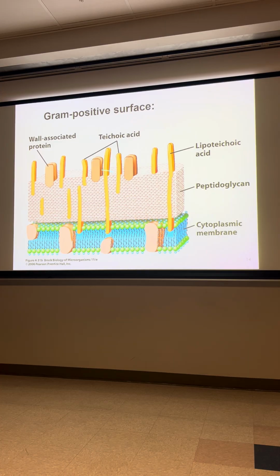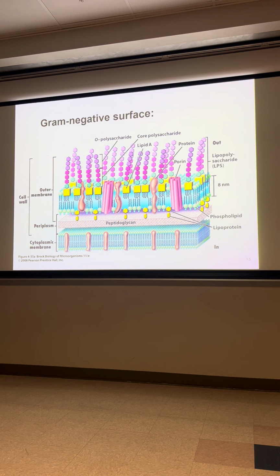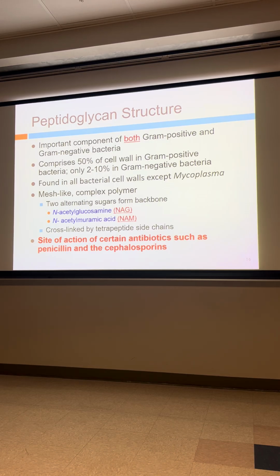A little cartoon, little diagram here, what gram positive looks like. Super duper thick peptidoglycan. Gram negative, super duper thin peptidoglycan. And also you have this little polysaccharide. Peptidoglycan, again, both gram positives and gram negatives are going to have it. 50% of the cell wall in gram positives is peptidoglycan, but only 2 to 10% of the gram negatives.